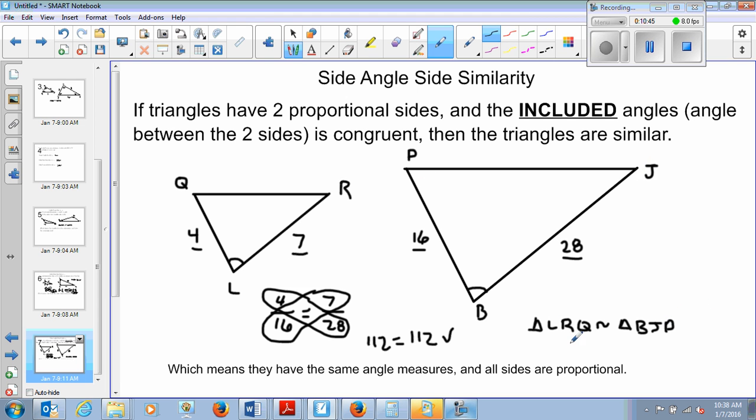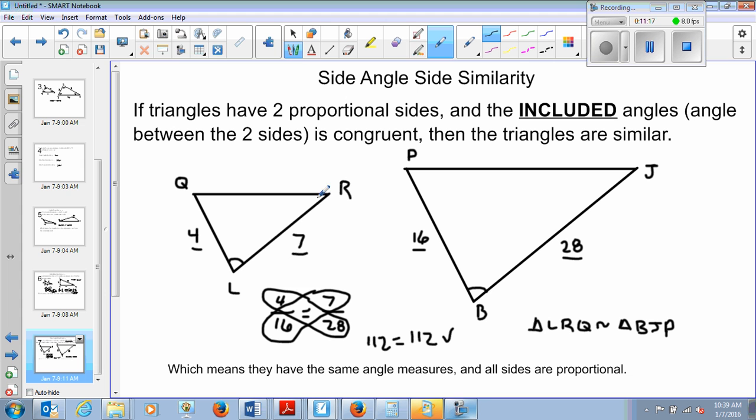So triangle LRQ is similar to triangle BJP, which means they have the same angle measures, so Q and P are the same, R and J are the same, and the other side would be proportional. Now, we don't know the measure of this side, but whatever it is, they're going to be proportional to each other. They're going to have that same ratio of 4 to 16 as 7 is to 28, or you can see that they're 1/4 the size of each other. 4 times 4 is 16, 7 times 4 is 28.